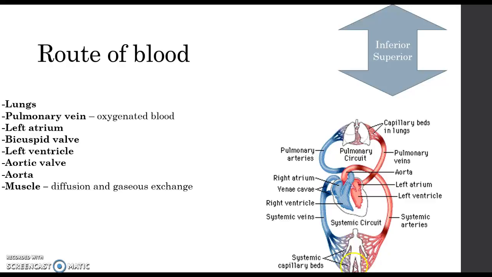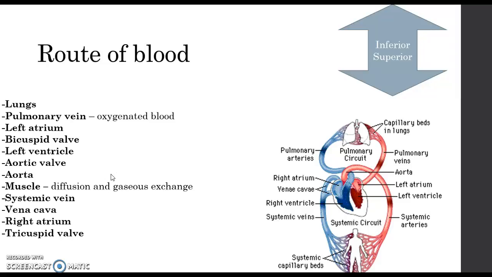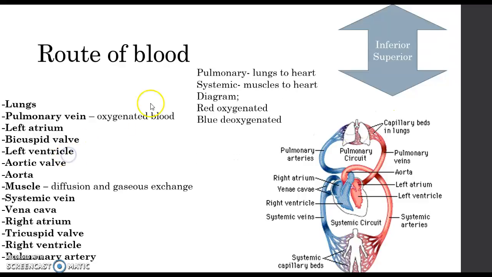This is where it then reaches the muscles that need it, and diffusion and gaseous exchange happens due to the capillaries, and the capillaries being one cell thick allows diffusion to happen quickly. Then through the systemic vein back towards the heart, through the vena cava to the right atrium, and then to the tricuspid valve, which, instead of the bicuspid, is in three, and then into the right ventricle to the pulmonary artery, where it goes to the lungs, and then this happens again.